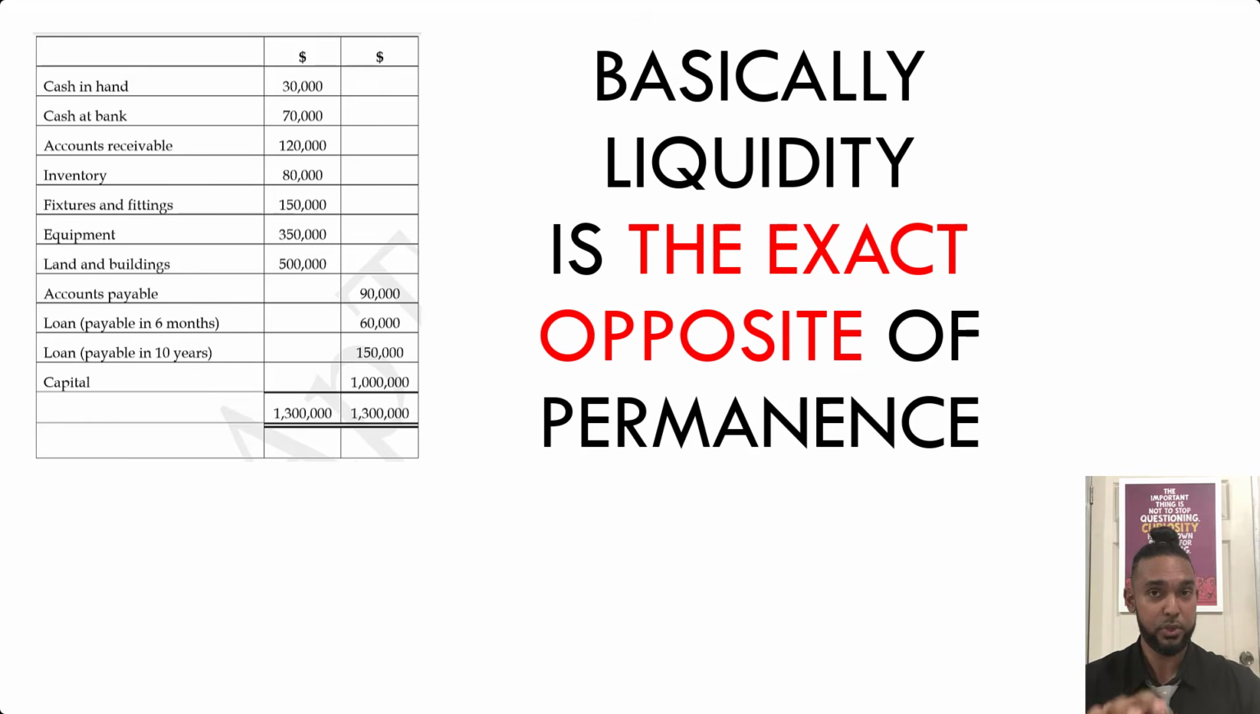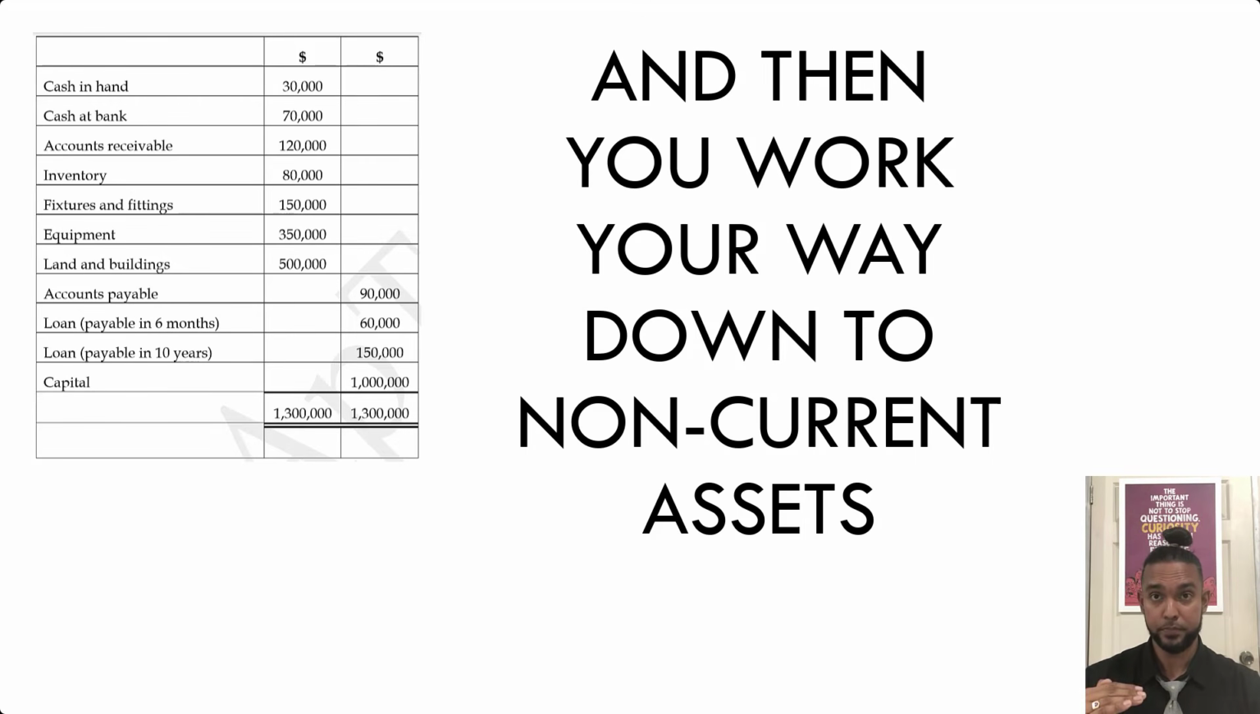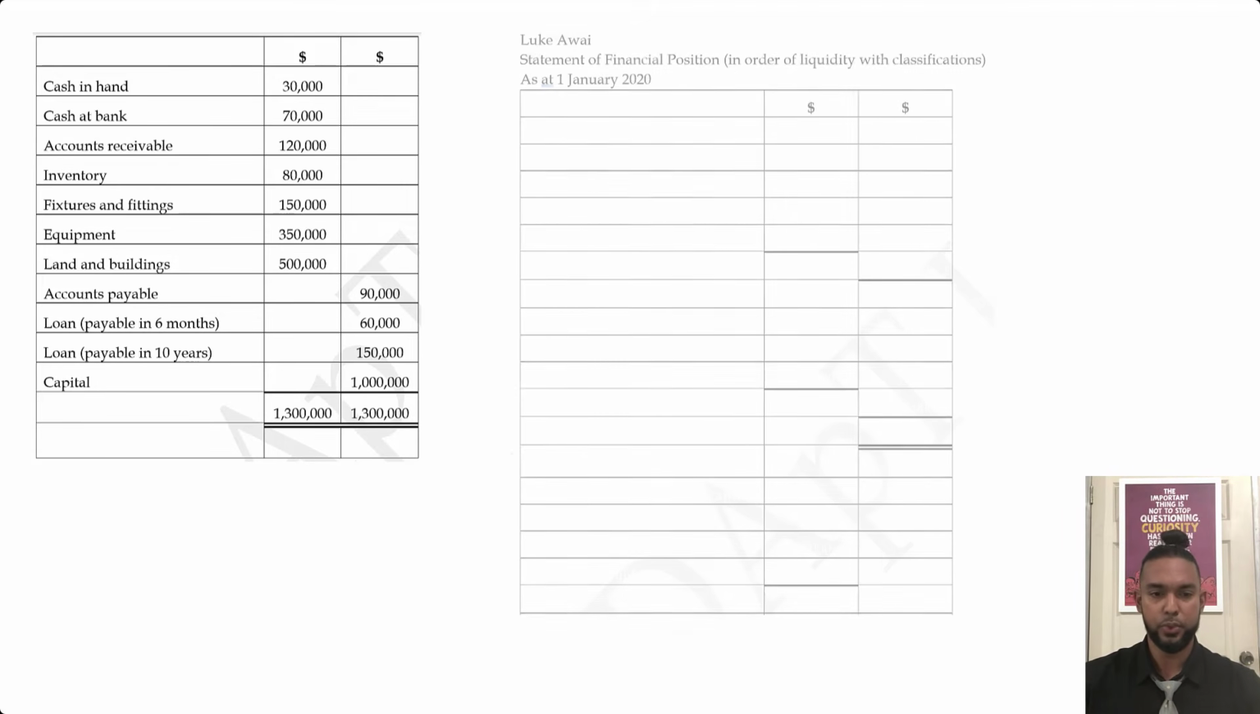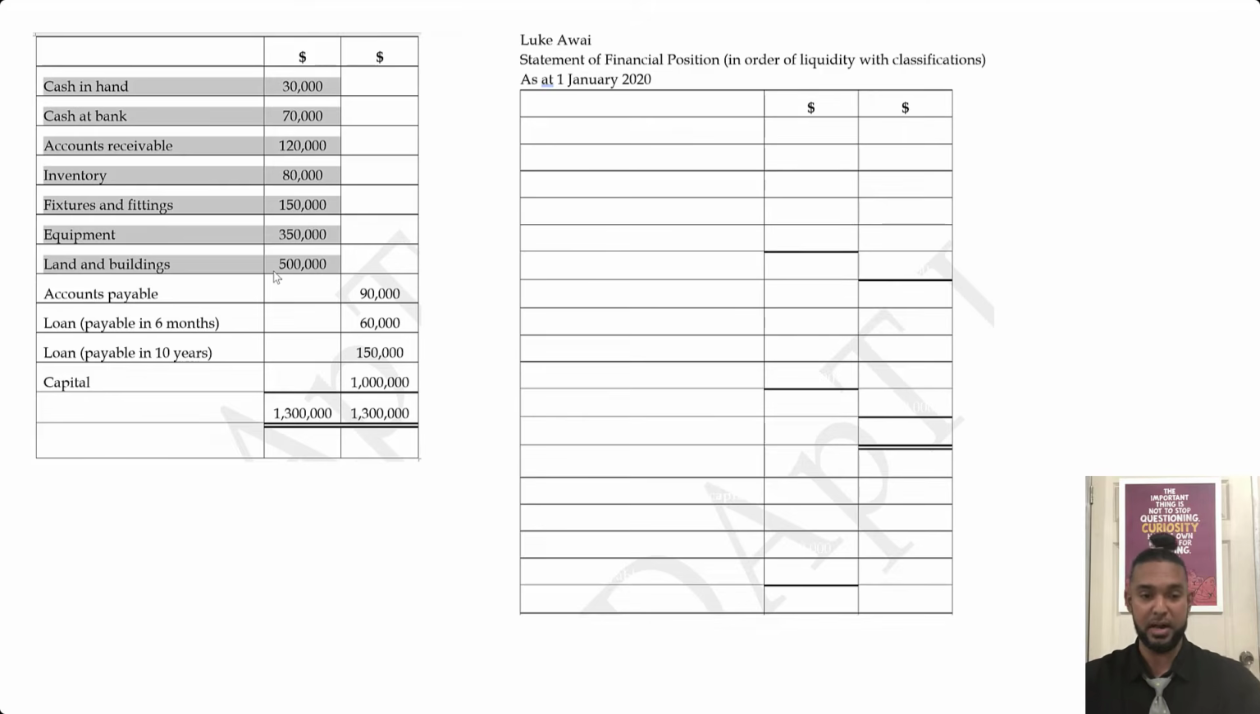Basically, liquidity is the exact opposite of permanence. So when you prepare a balance sheet using the order of liquidity, you start the assets with current assets, and then you work your way down to your most permanent assets. Let's take a look. It's the same information, but I've restructured it to put it in order of liquidity to make it easy to transfer to the balance sheet.